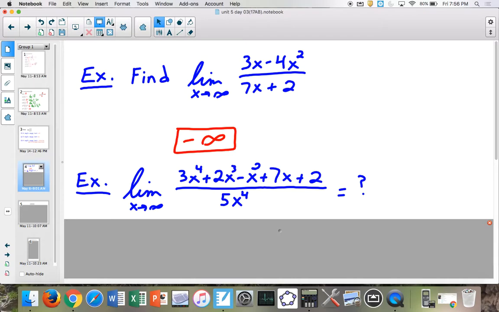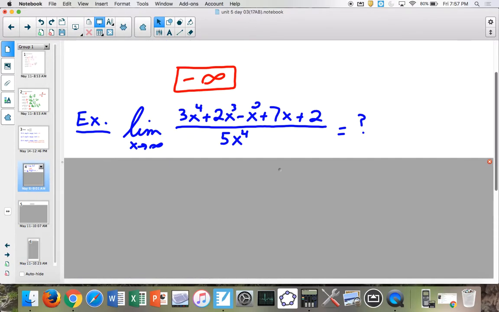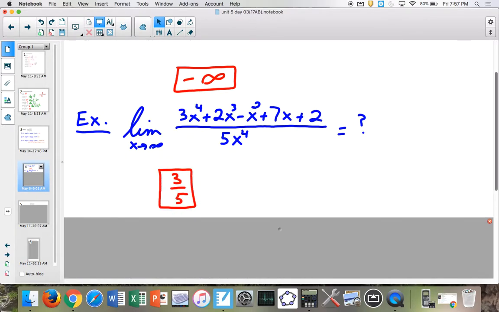How about the limit of this very large function? 3x to the fourth, 2x cubed minus x squared plus 7x plus 2 over 5x to the fourth. The highest degree term in the numerator is an x to the fourth, and the denominator is also an x to the fourth. So therefore, the overall limit as x approaches infinity will be the ratio of the coefficients of those x to the fourth terms. So we get a limit equal to 3/5.